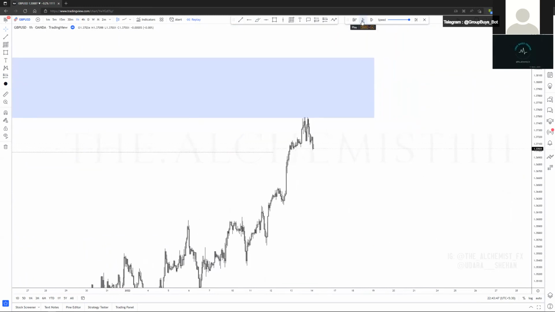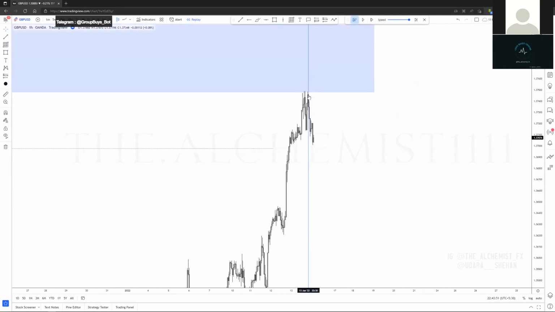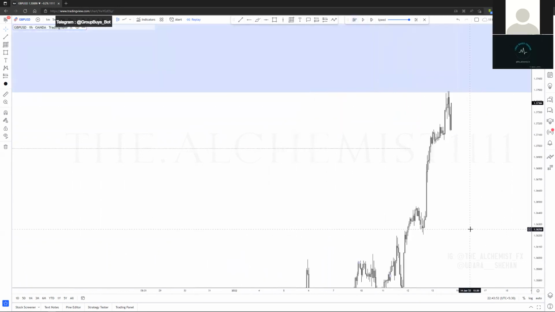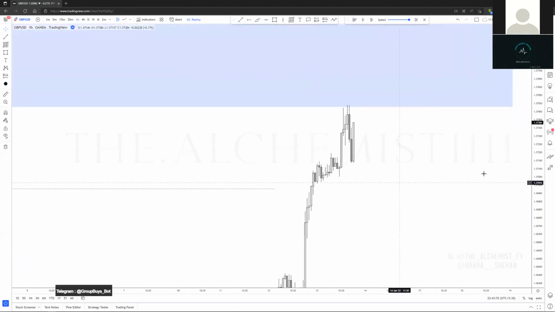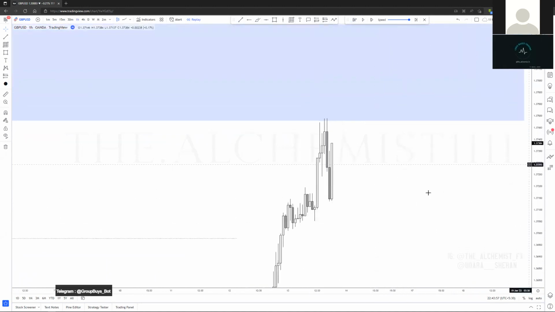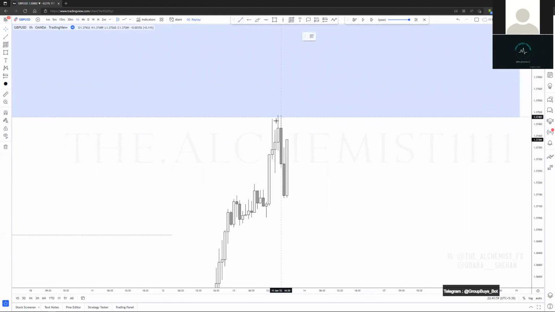And there we go. See that? It went inside of that, a little touch, and it's enough. Then what did we get? Stop hunt of a swing high, break of a swing low. Can you see that? A strong high on the H1 is created after tapping into the weekly point of interest.